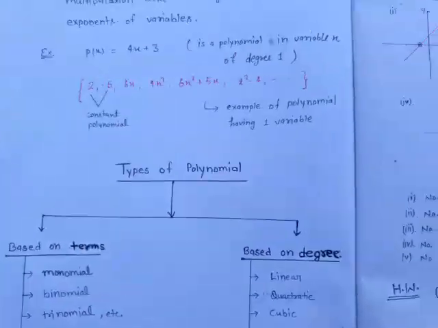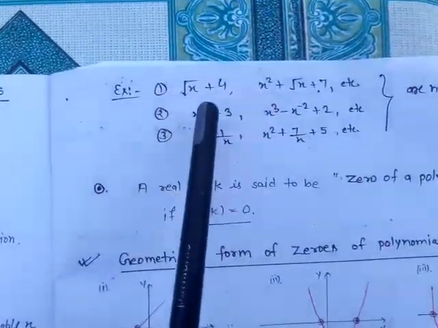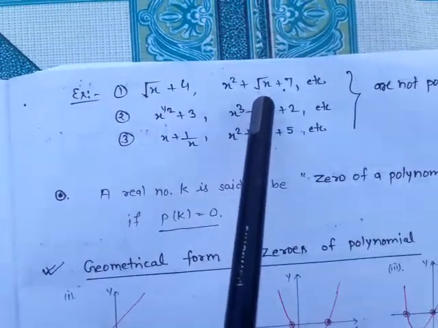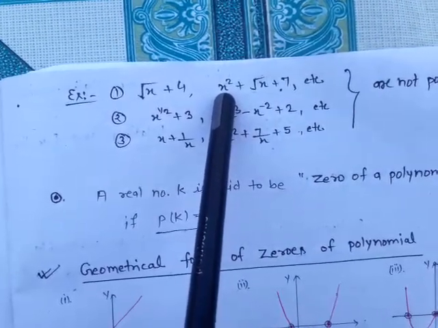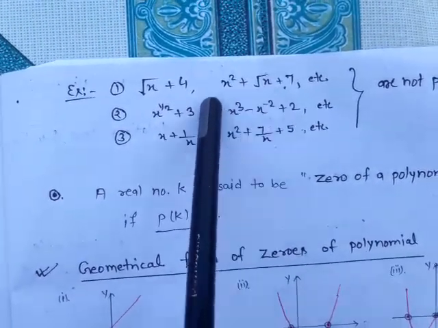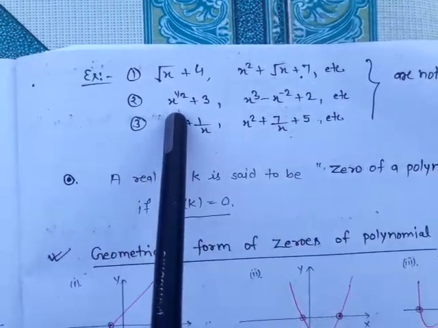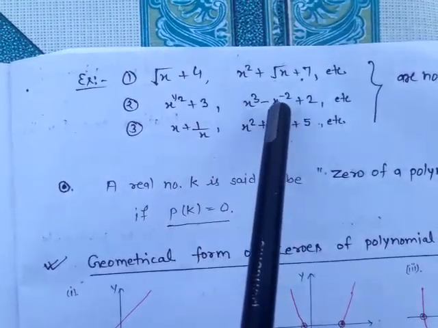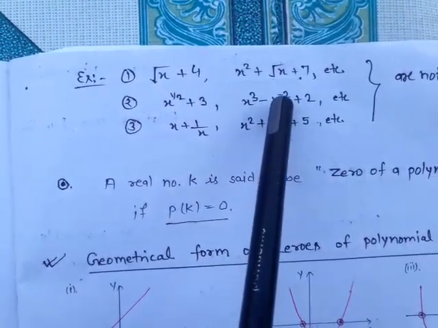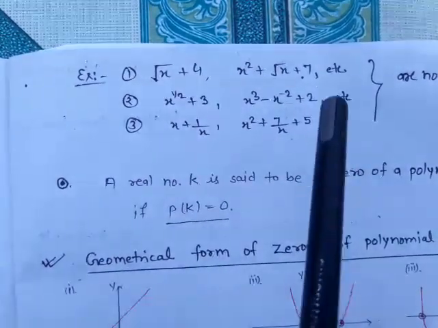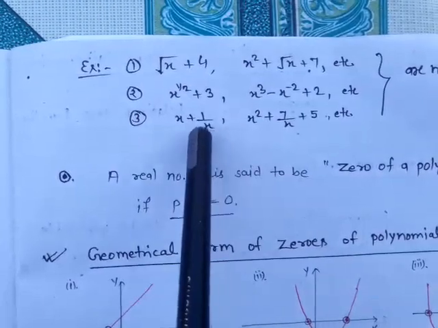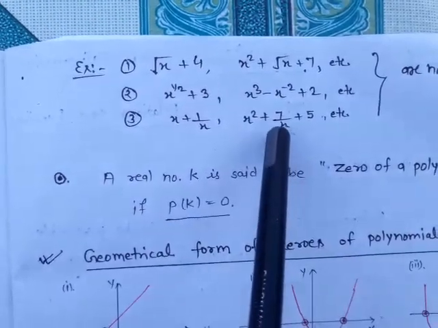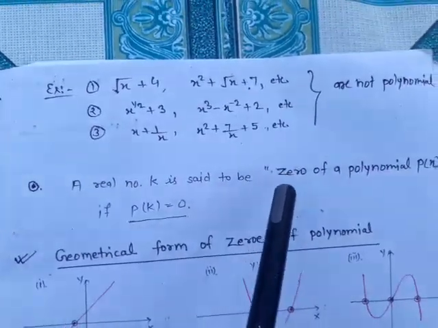Now some examples of these are: root x plus 4. Here the variable x is in a root, so it is not a polynomial. x square plus root x plus 7. Similarly, here x has power 2, but this x is in a root, so it is not a polynomial. Second, x power 1 by 2 is a fractional power, and here x power negative is a negative power, and here fractional, so these are also not polynomials. Here x plus 1 by x has a variable in the denominator, and x square plus 7 by x also has a variable in the denominator, so these are not polynomials.